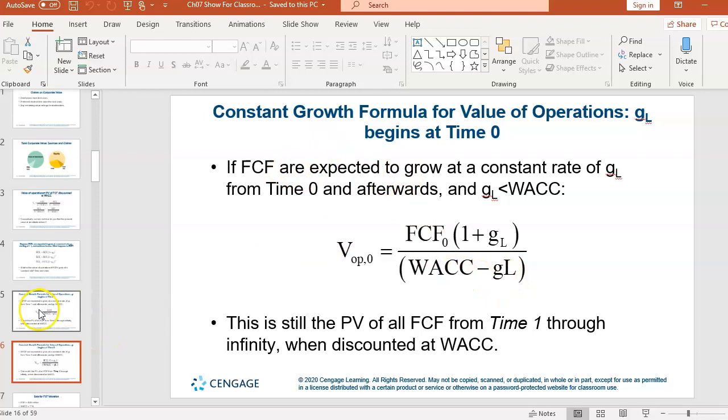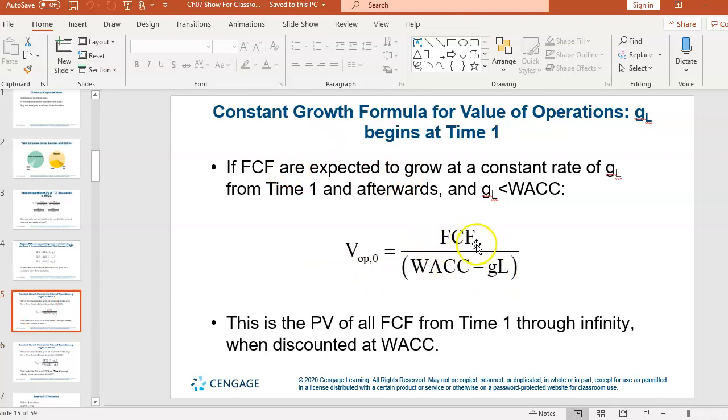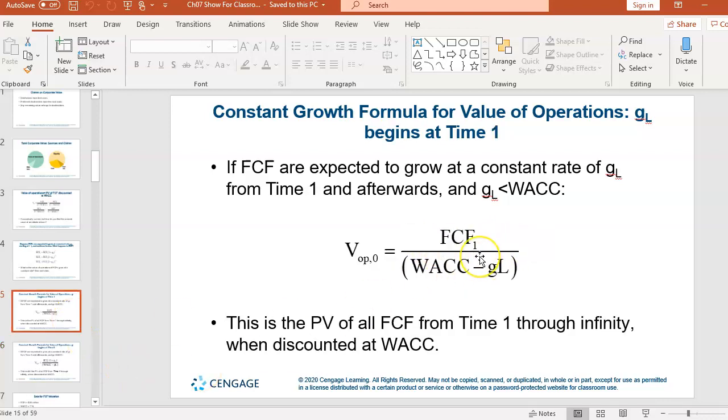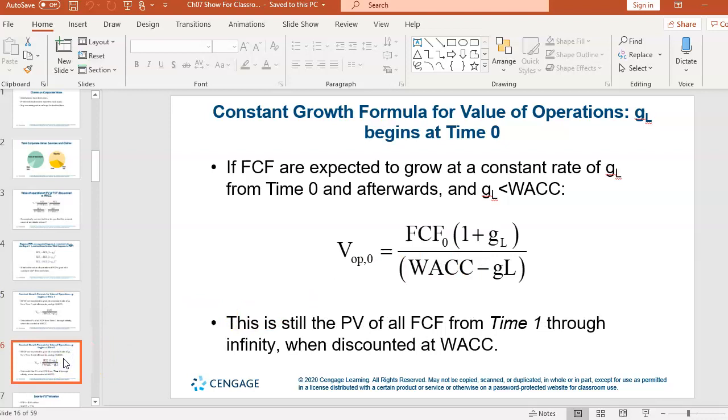Okay, now I want you to notice that this formula says FCF1, and this formula says FCF0 times 1 plus the growth rate. So I want you to recognize that FCF0 times 1 plus the growth rate is the same thing as FCF1. So if you can just remember and pick up on that, that'll be helpful. I'm mentioning that because in the homework, they will give that to you a couple of different ways.